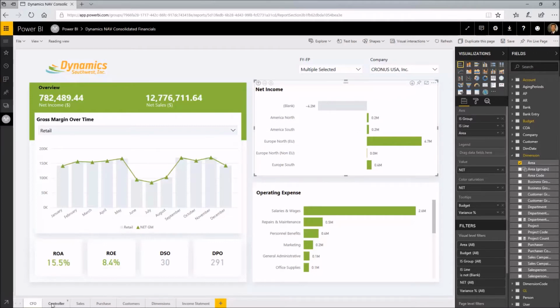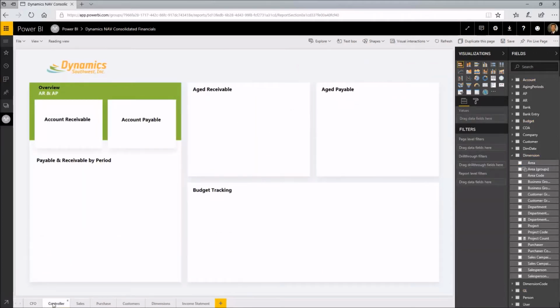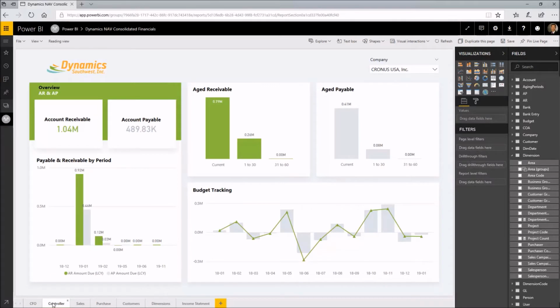The controller dashboard helps to manage account receivable and account payable across all the selected companies. Essentially, it gives you the consolidated AR and AP aging and the overall budget tracking.